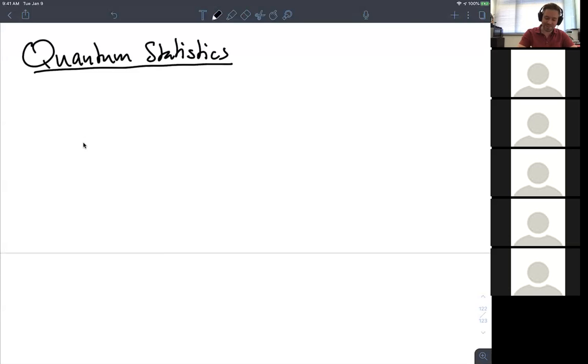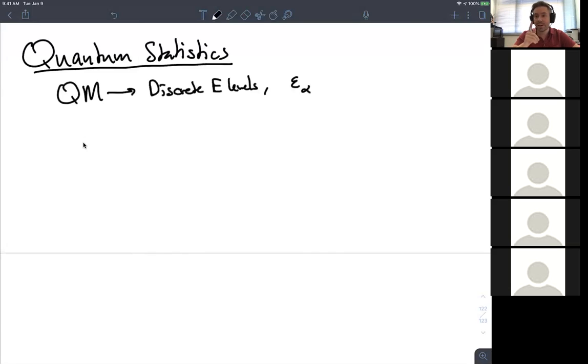All right, so quantum mechanics means I will have discrete energy levels, which I will call E alpha. Now, the values of those E alphas will depend upon what type of system you have, whether it's harmonic oscillator, hydrogen atom, whatever your system is, that will determine what the E alpha are, but the E alpha will exist regardless of what your potential is.